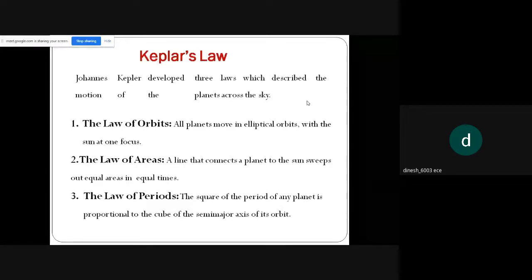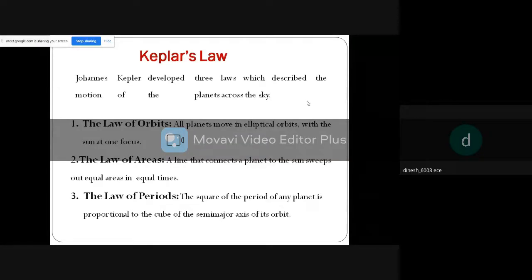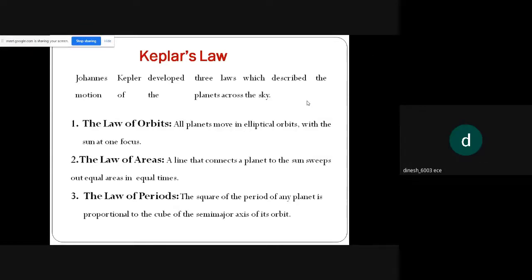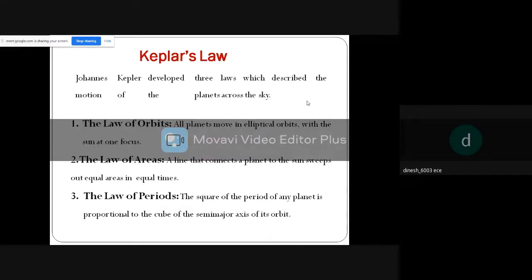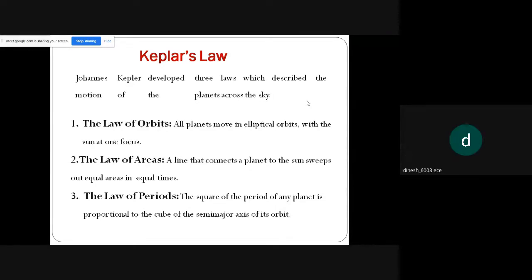A short description of Kepler's laws. Johannes Kepler developed these three laws which describe the motion of the planets across the sky. The first law deals with the orbits: all planets move in elliptical orbits with the sun at one focus. Second, the law of areas: a line that connects a planet to the sun sweeps out equal areas in equal time.